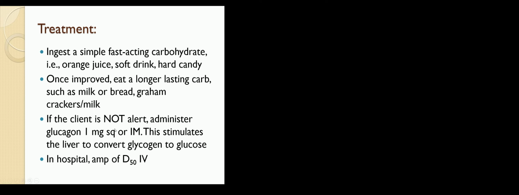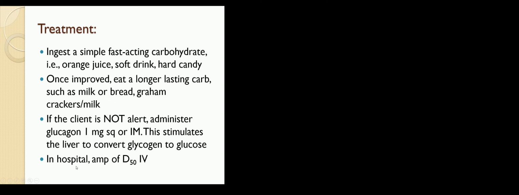If the patient is NOT alert, then you don't put anything in their mouth. Administer glucagon 1 milligram sub-Q or IM, and it's just given straight into the thigh. And what that does, if you'll remember what glucagon does, is stimulate the liver and other muscle cells to convert glycogen, the storage form of glucose, back into glucose.